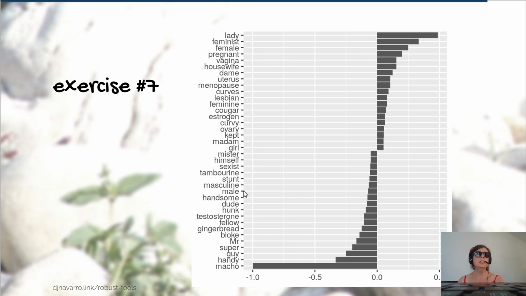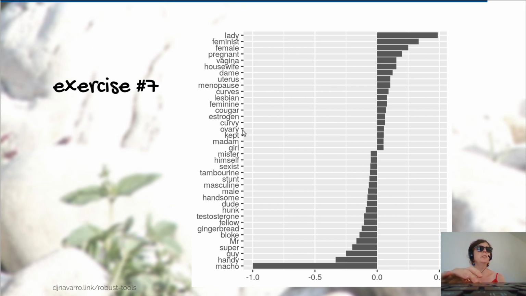Okay, let's go over to the other side and have a look at the words that are more associated with women than with men. Lady is alright, feminist, I'm all in favour of feminist, so these are good things. Female is neutral. Now we have a whole series of words that are basically about reproductive function or about women's bodies. So you've got pregnant, vagina, down here, uterus, menopause, curves. Lesbian? We didn't see gays or homosexuals appearing for men. Feminine? Okay, that's neutral, because masculine and feminine are both fine. Cougar? It's often used as a pejorative.